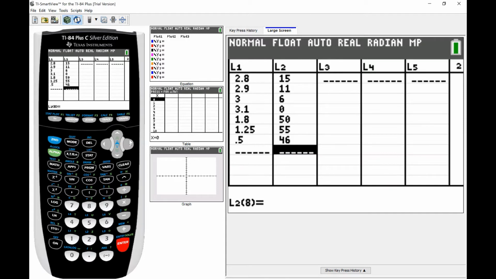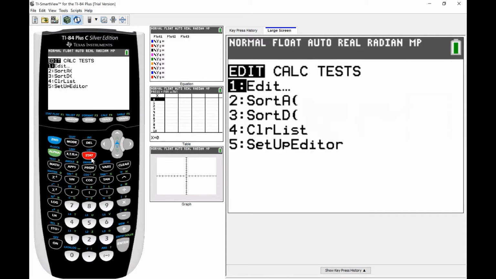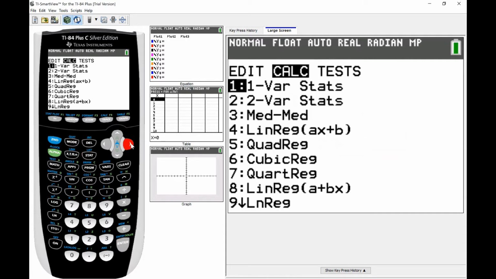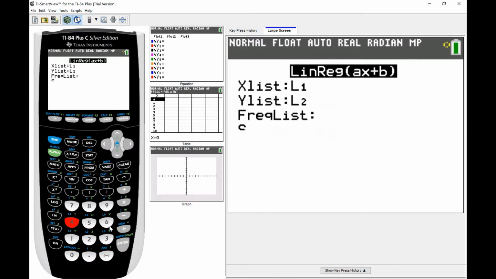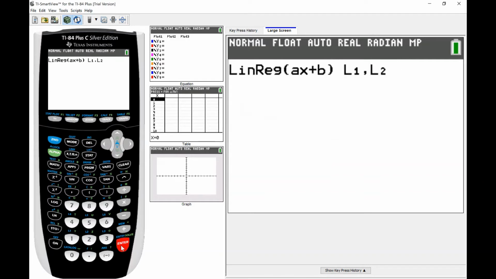And now we're going to perform a linear regression using our calculators. So we're going to go to Stat, then where do I go? Calc, scroll down to LinReg, that's number 4. I can just press 4. We've got L1 as X values, L2 as Y values. I'm not going to store an equation, I'm just going to calculate it.